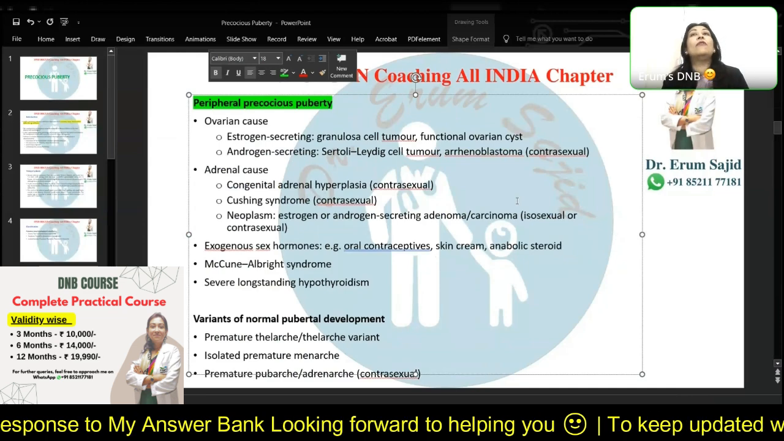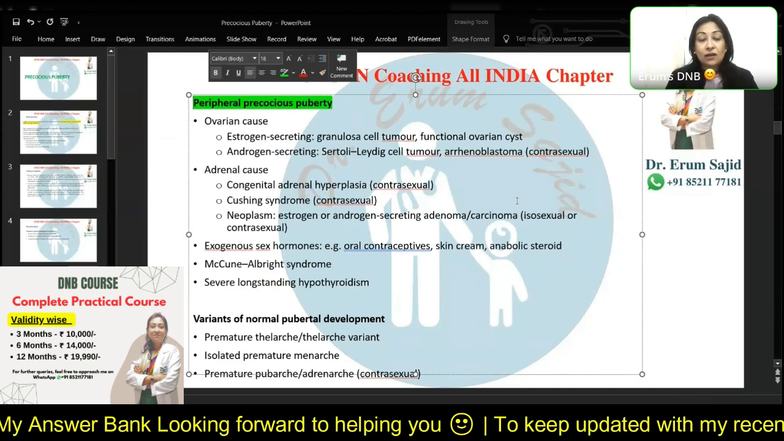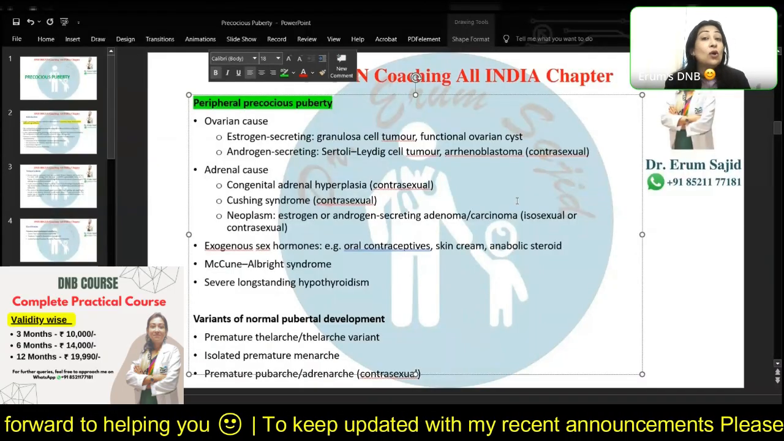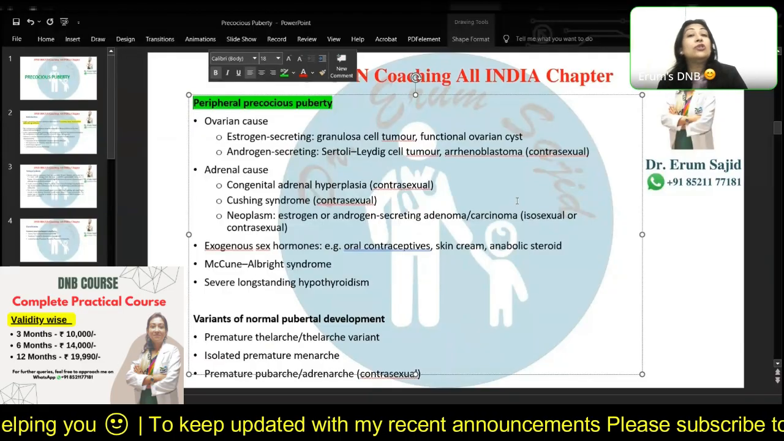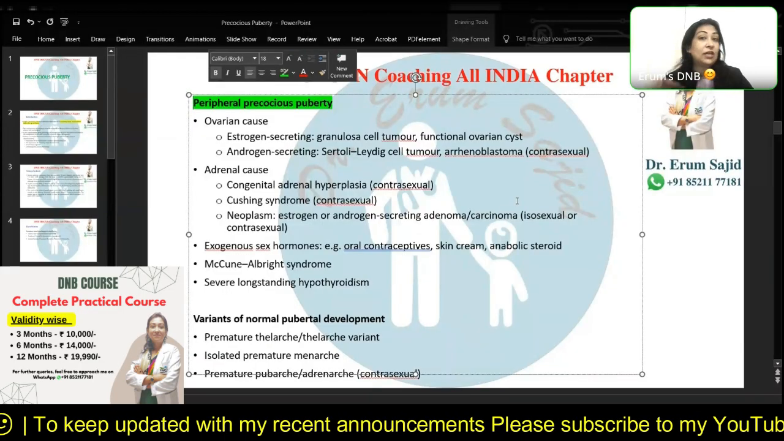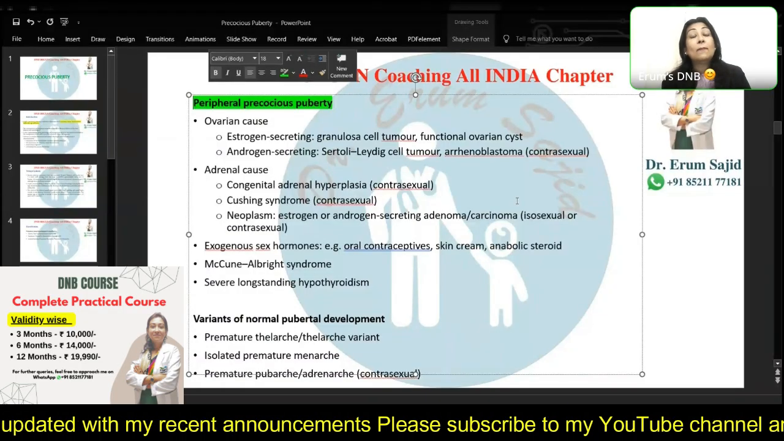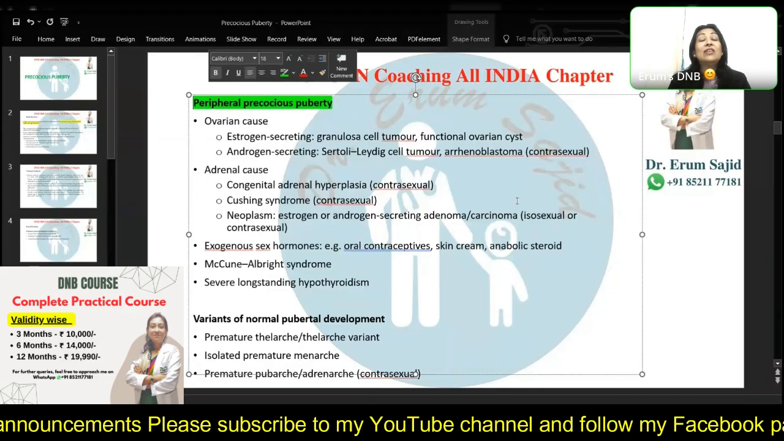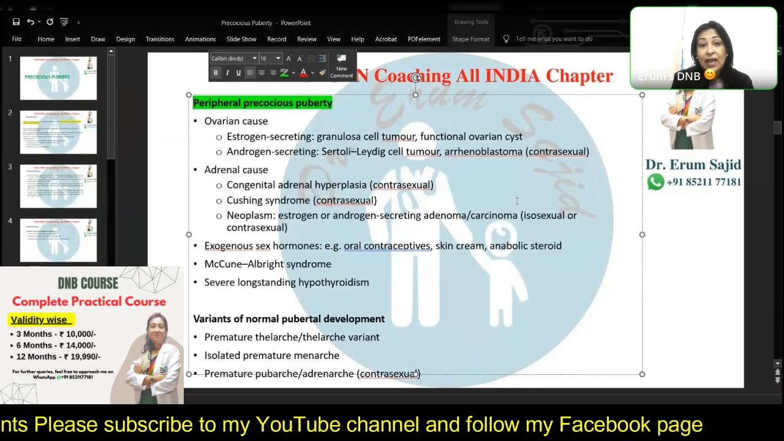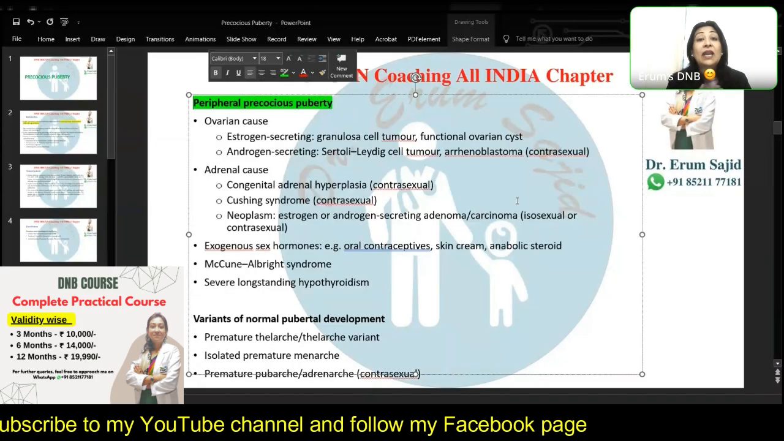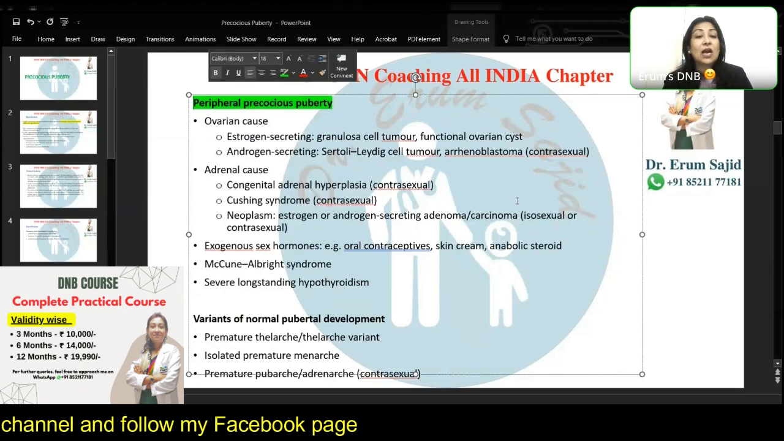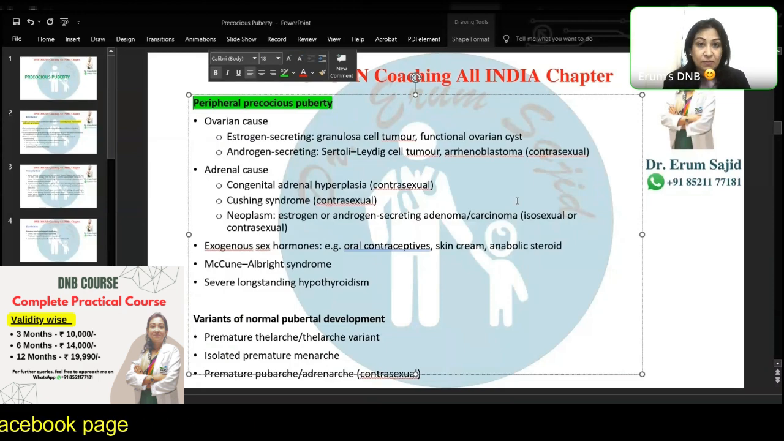For example, if I have ovarian, let's say granulosa cell secreting tumor or androgen secreting Sertoli-Leydig cell tumor, these are all actually estrogen producing or androgen producing. So she can have pubarche, she can have thelarche, and she can also have a mixture of the two conditions. Correct? So you have estrogen secreting and you have androgen secreting ovarian causes. Then adrenal causes are mostly androgen secreting. So be it congenital adrenal hyperplasia, Cushing syndrome, any neoplasm of the adrenals, you will have androgens being secreted.